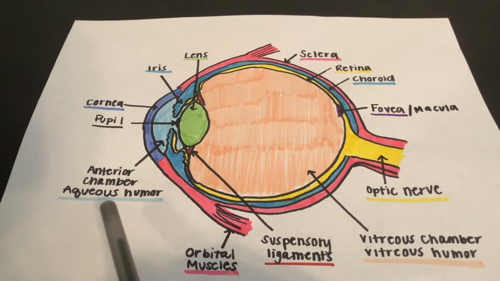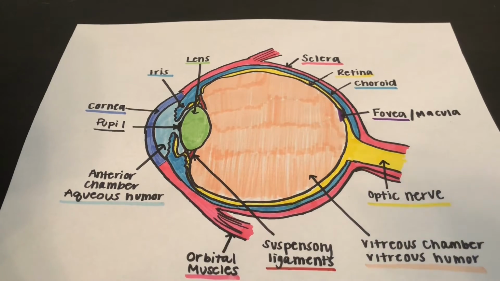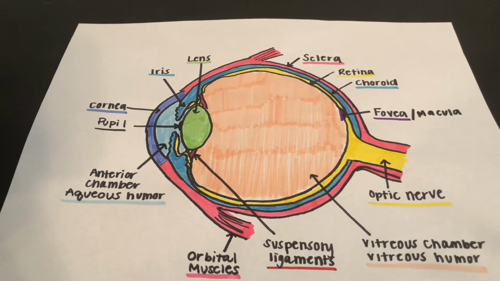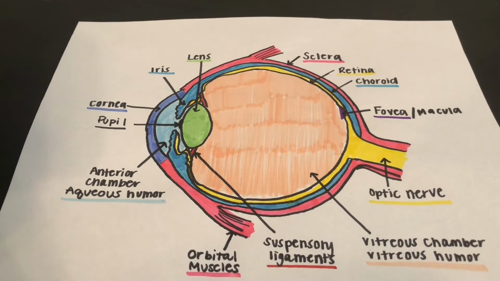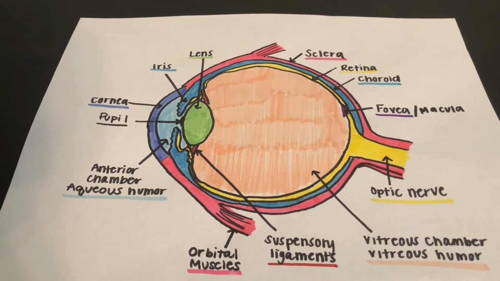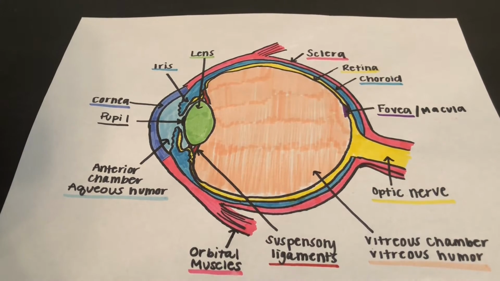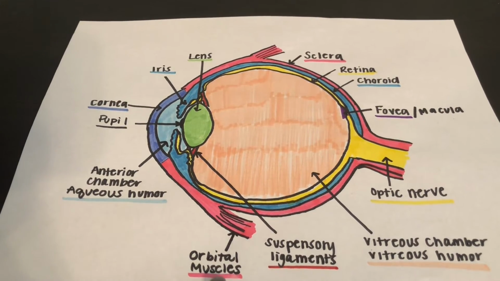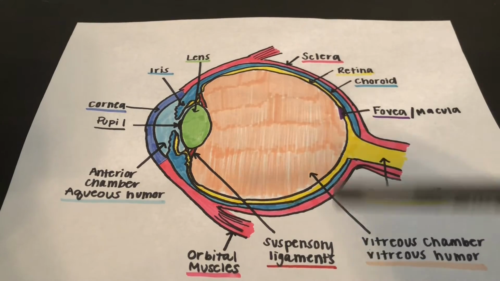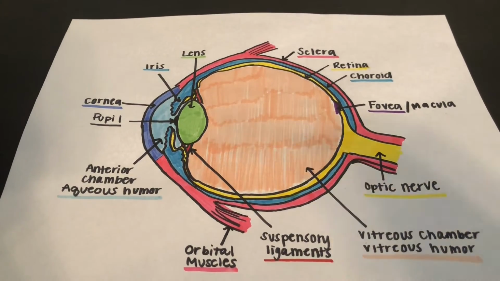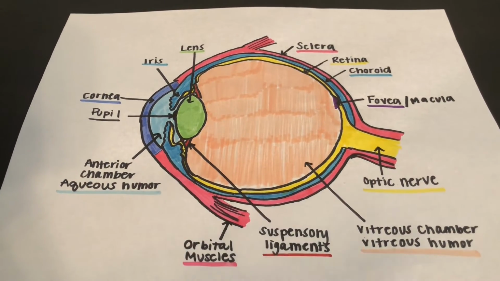Next, I have the anterior chamber or the aqueous humor. This is the watery substance in the eye that's going to help the eye to maintain its shape. It also helps protect some of the structures. Next, I have the orbital muscles here. The orbital muscles help the eye to move side to side, up and down, give us movement in that eye so that we're not a stationary structure.